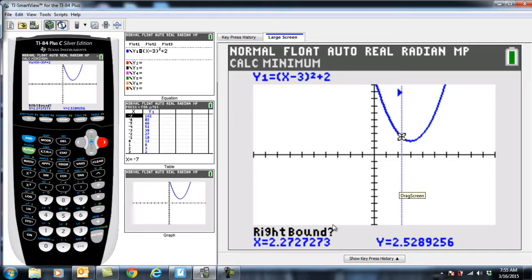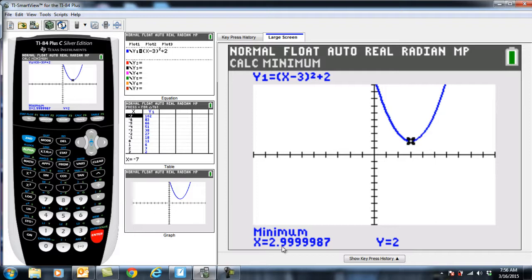Now it says right bound, so we have to do it again. We have to mark the right-hand side. So keep hitting your arrow, your cursor over till you get it to the right-hand side of the vertex, about right there. And then we'll hit enter again. And you see now it's marked the right-hand side. And so it's put these 2 little bars here, and it said, look in between here. That's where the vertex is. So now the last thing it says is to guess. So I want you to move your cursor to the closest you can get to where you think the vertex is to make your guess, and then hit enter, and it will find it for us.